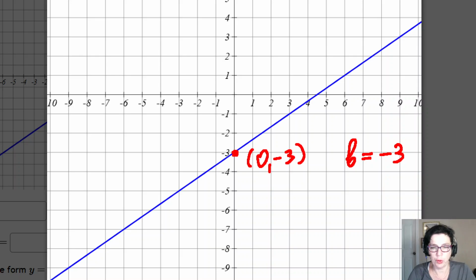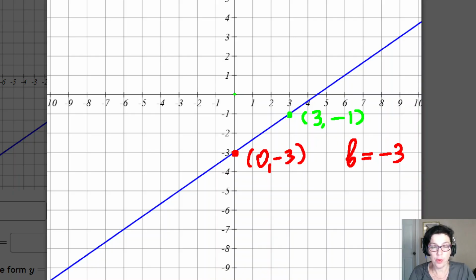And then you want to have the slope. You already have one point that has integer coordinates, but we need to find one more that is on the intersection of the grid lines. I can see that this point right here would satisfy that. If you start at the origin, to get to this point, you go 3 to the right and 1 down. So the coordinates of it are 3, -1.